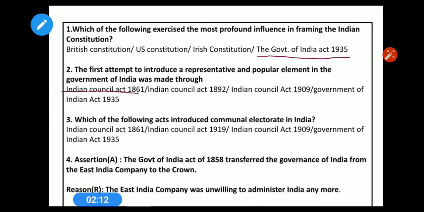Question number 3. Which of the following acts introduced communal electorate in India? This is a very easy question. The first option, the Indian Councils Act 1861, Government of India Act 1919, Indian Councils Act 1909, Government of India Act 1935. The answer will be the Government of India Act 1919. It is also called Montagu-Chelmsford Reform. By this, the communal electorate was introduced in India.